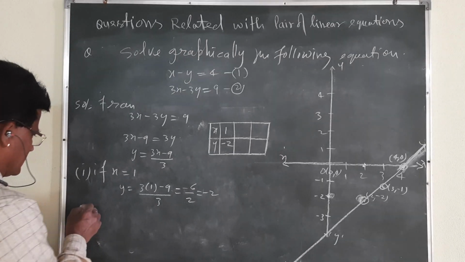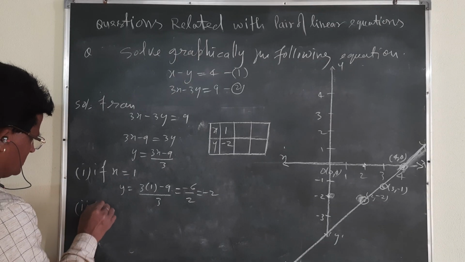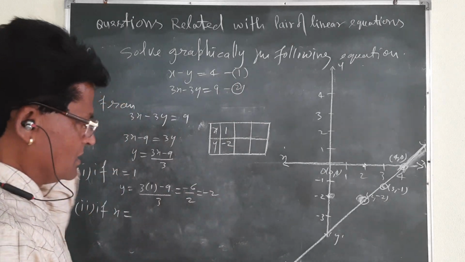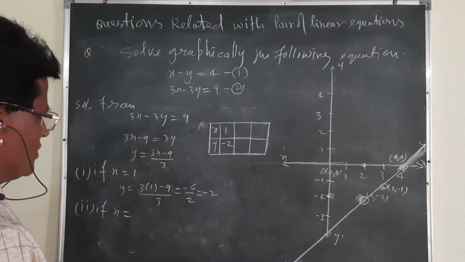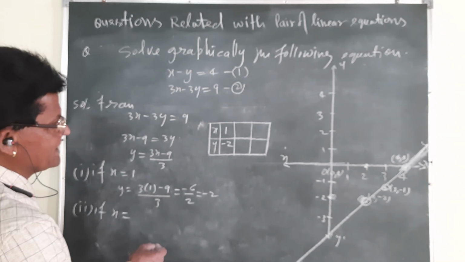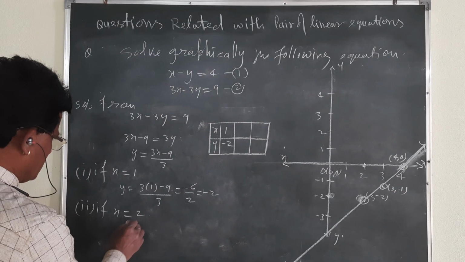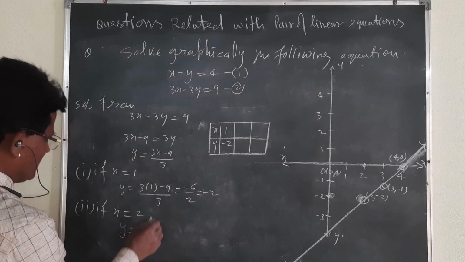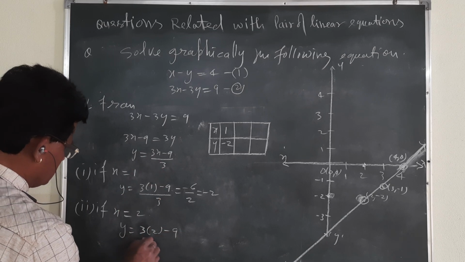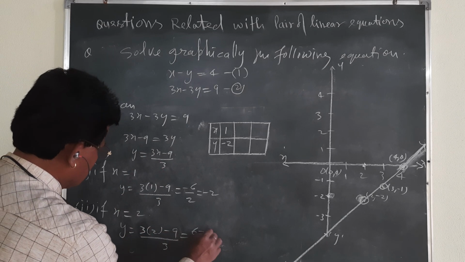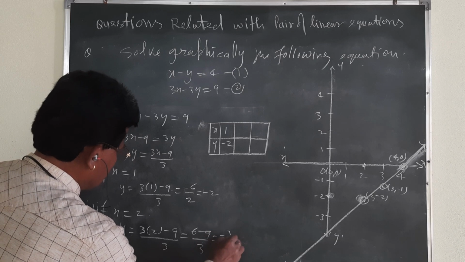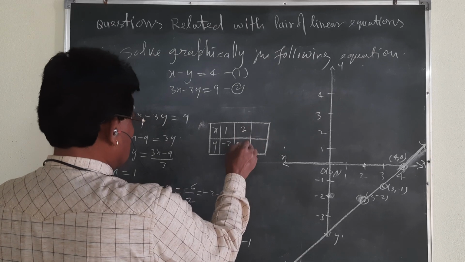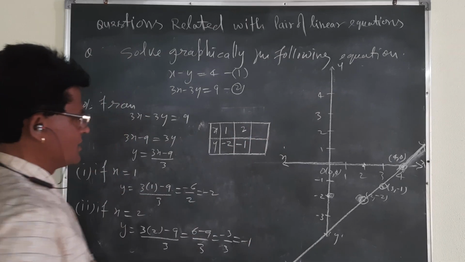Okay, next, second case, second value you must have to write. If x is equal to any value you can assume, that depends upon you. I am going to take suppose 2, x is equal to 2. Then y will be equal to (3 times 2 minus 9) divided by 3, which is (6 minus 9) by 3, or minus 3 by 3, equal to minus 1. If x is 2, y will be minus 1.